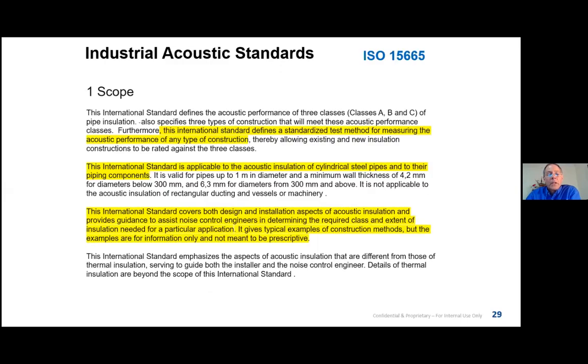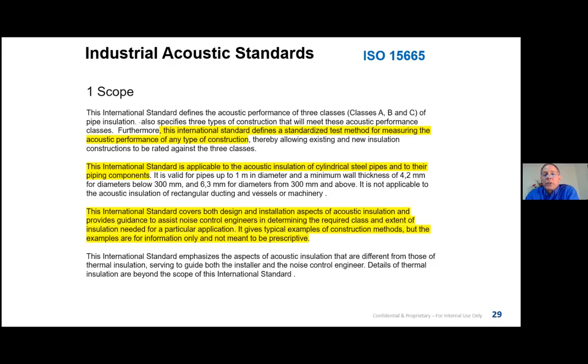And a couple of quick highlights out of this standard. There's a couple things that the standard does. One, it defines the test method that must be utilized for measuring the acoustic performance of any type of construction. It's important to understand that you don't test elements of the insulation system individually. You have to test the system as a whole. So that would be the insulation material itself, any mass-loaded vinyl elements that might be part of it, as well as the cladding or protective jacketing system that's utilized as part of it. So you have to test the entire system.